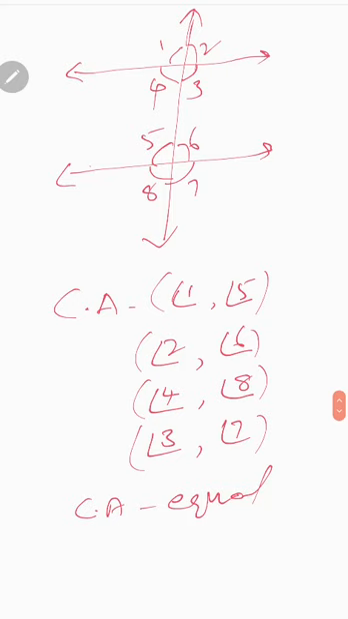Corresponding angles are always on the same side of the transversal, and one is exterior, another one is interior. You have to remember this, because most of the students struggle with identifying corresponding angles. Here also you see one is exterior, another one is interior. So total 4 pairs of corresponding angles are there in the transversal, and these are always equal.